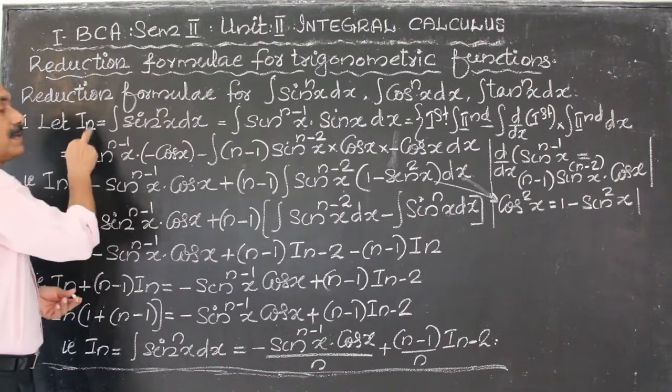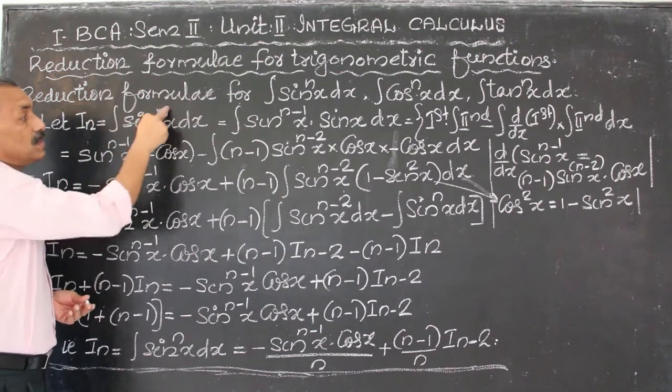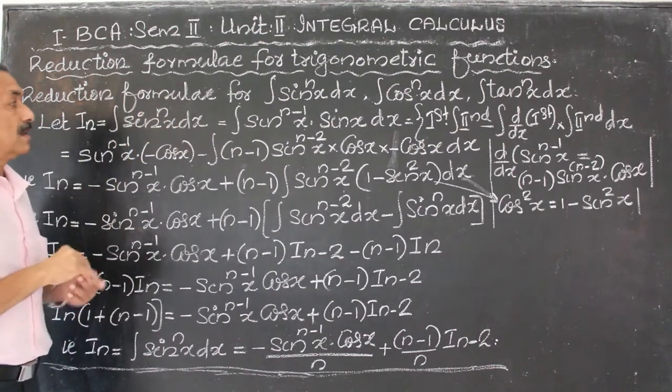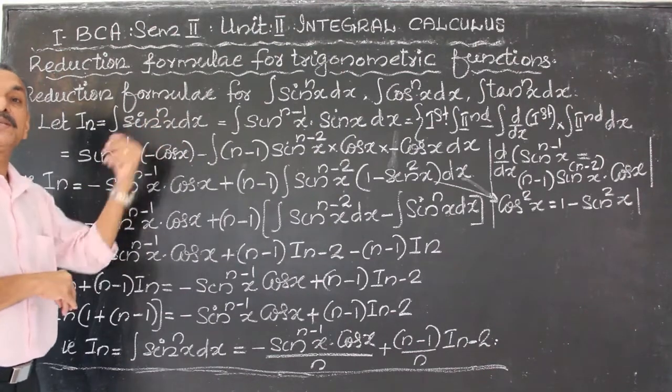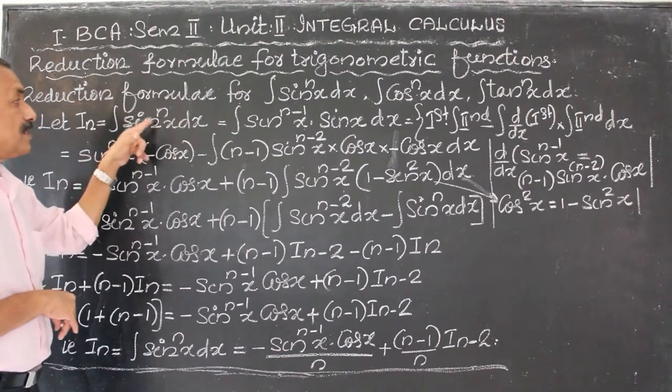If it is sin cube, it is I 3. Integral of sin raised to n x dx is equal to I n. I 10 means integral sin raised to 10 x dx, put n is equal to 10. That is I n.